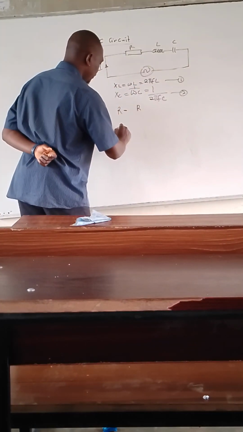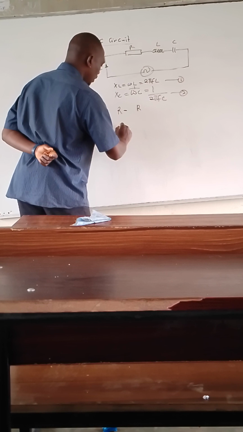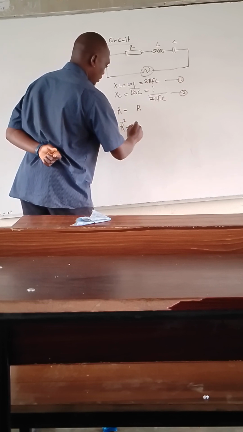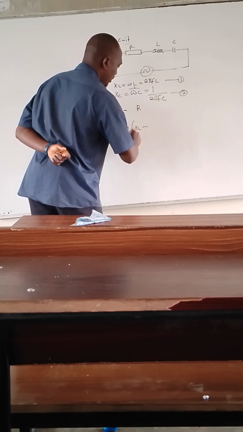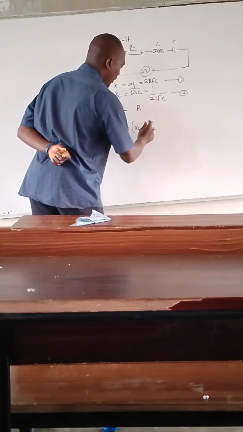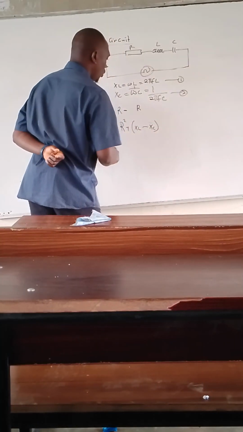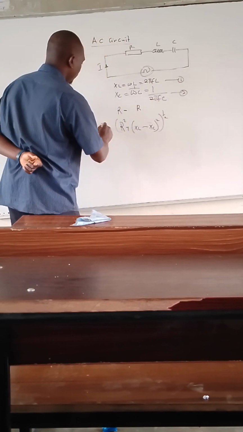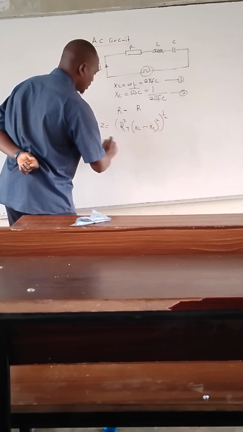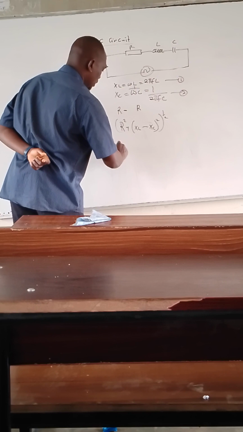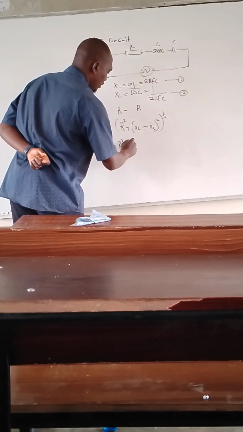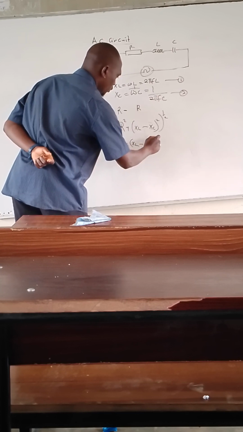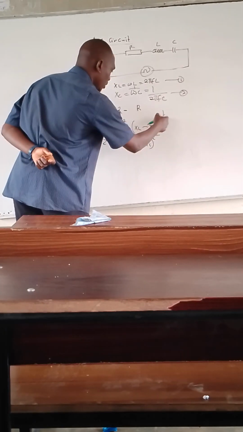R squared plus XL minus XC, all over squared, and this we have a half. So we can make this to be Z. We have Z is equal to the square root of R squared plus (XL minus XC) squared. It is a square root because of this sign.